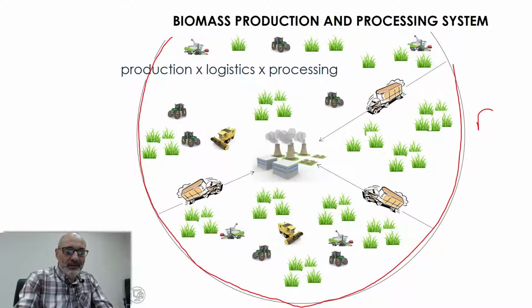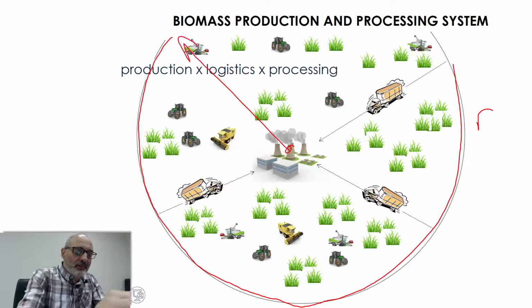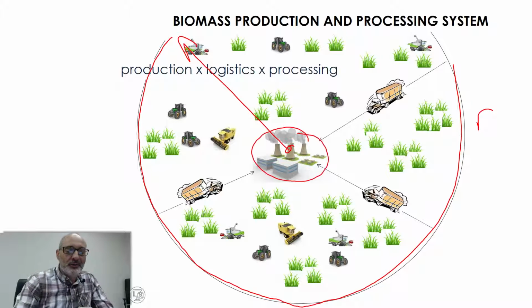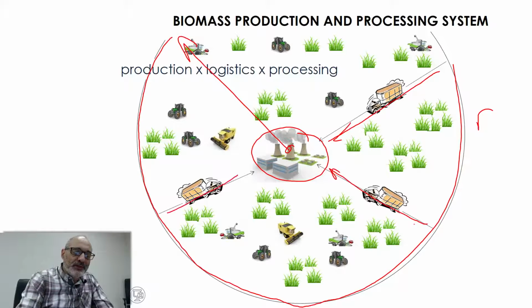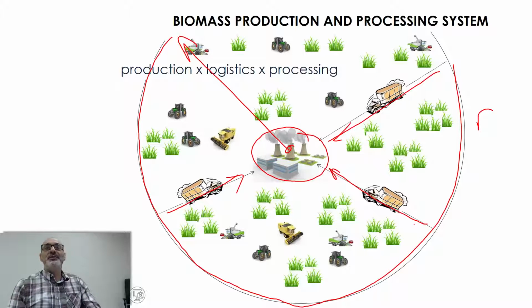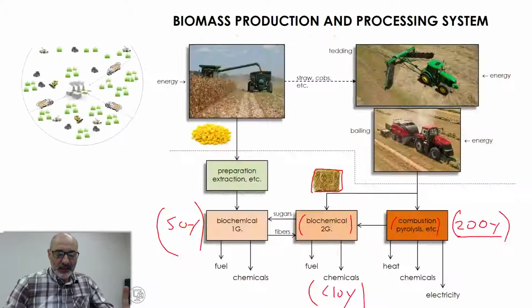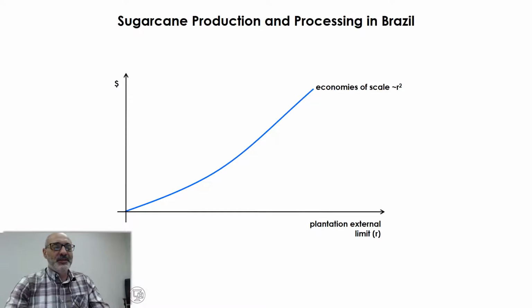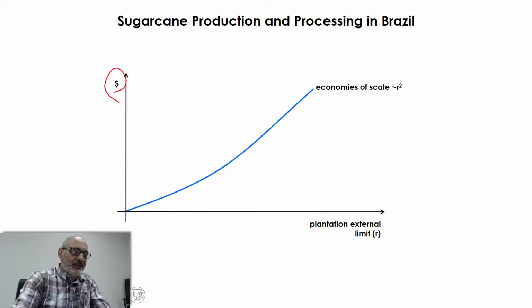So R is this distance from here to here. In the center, we have the industrial unit, and we also have logistic operations in order to transport the crops from the fields to the processing units. So let's reason in terms of economics.